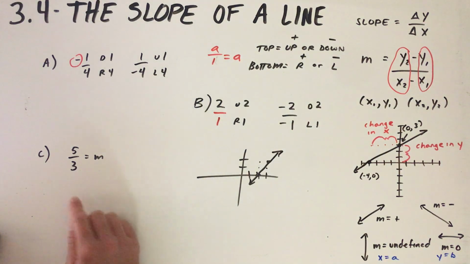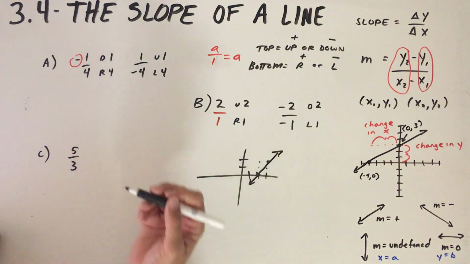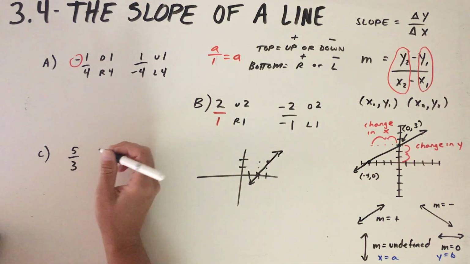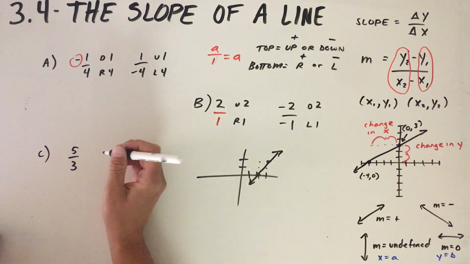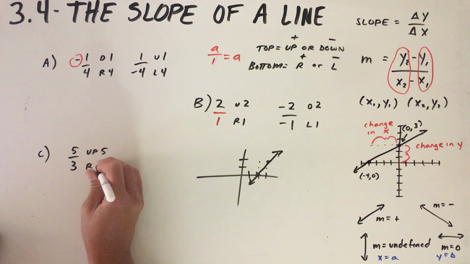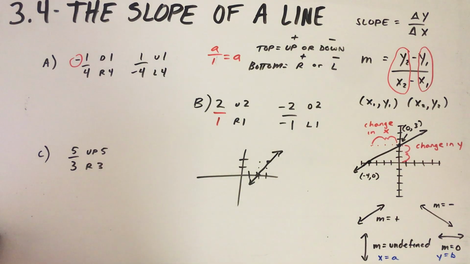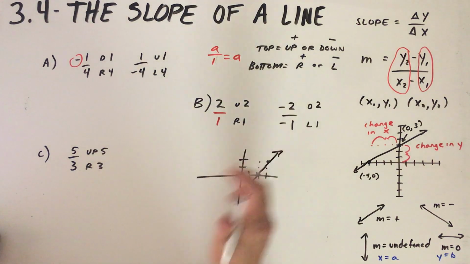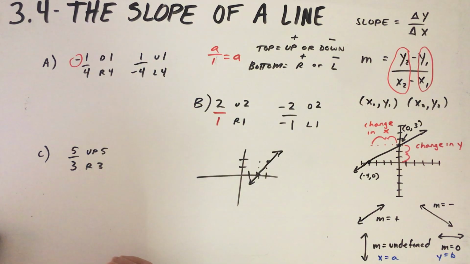Okay, so for this example of C, if the slope was 5/3, well again, this is a positive slope. So that means this line is going to slant upward from left to right. This means that from whatever point I'm starting at, which we don't have yet, is going to be up 5 and right 3. Okay, so for every 5 I go up in Y, I'm going to go right 3 to get to the next point on the line.